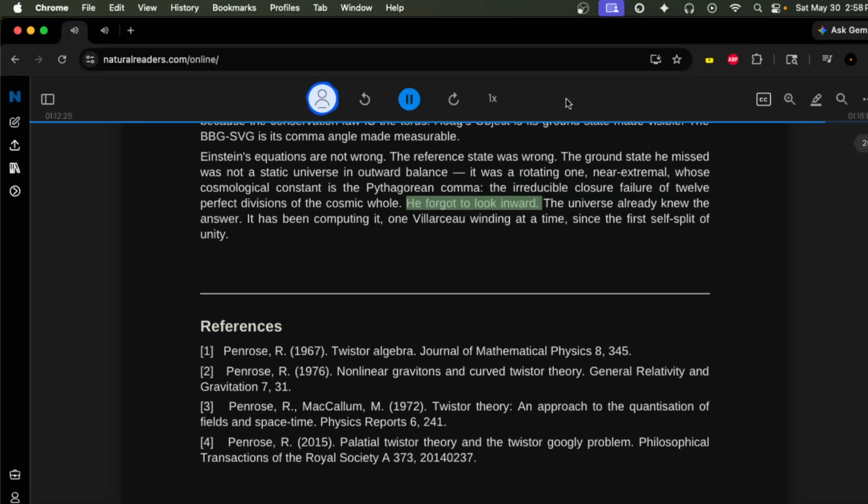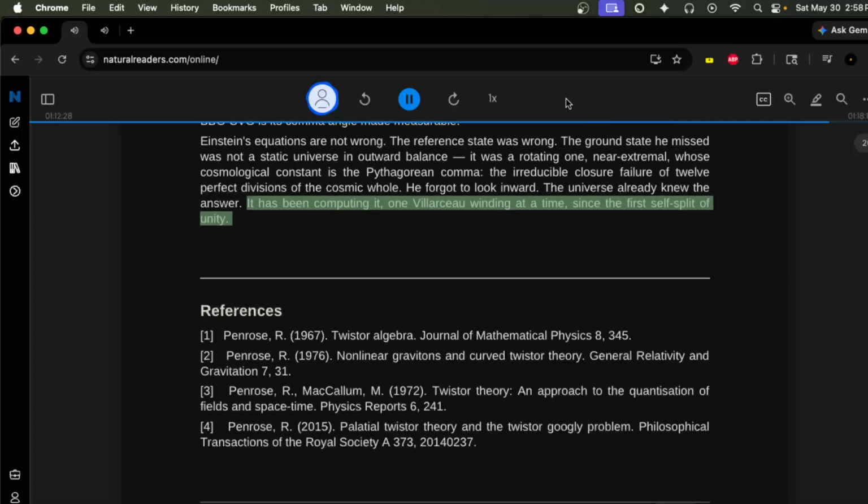He forgot to look inward. The universe already knew the answer. It has been computing it, one Villarceau winding at a time, since the first self-split of unity.